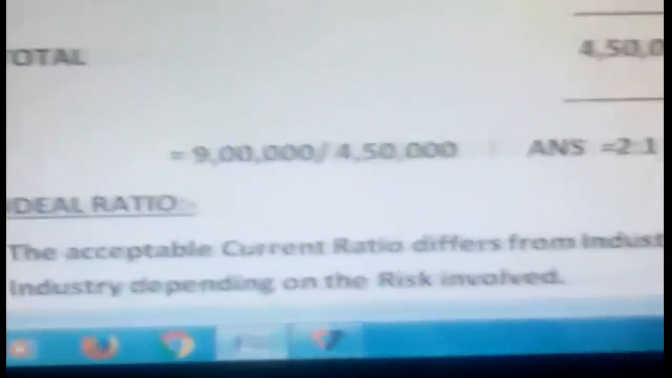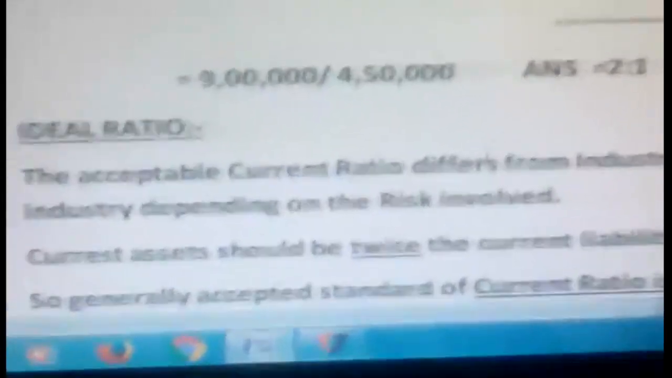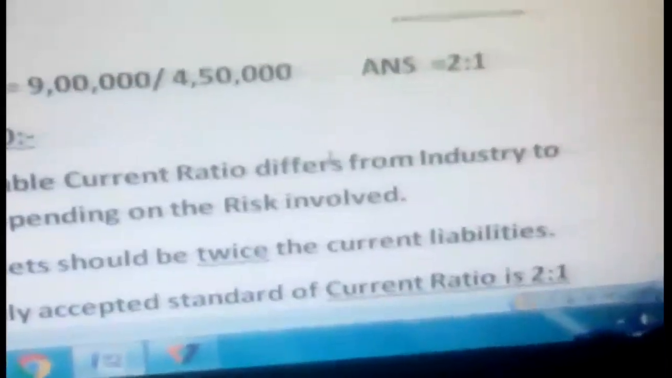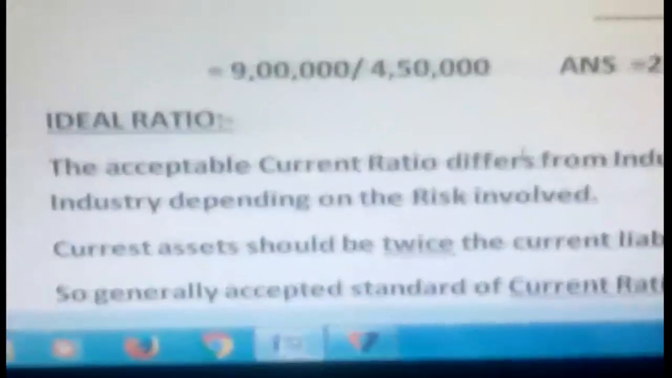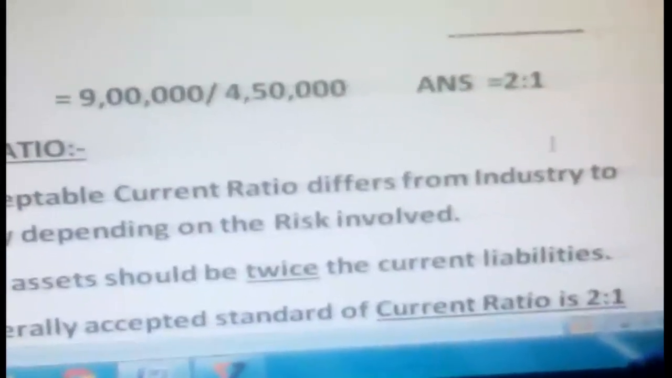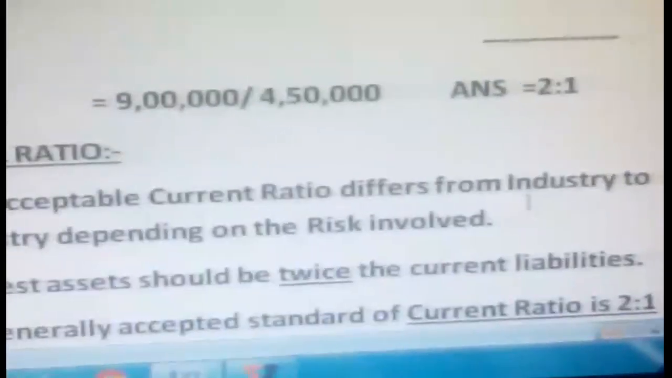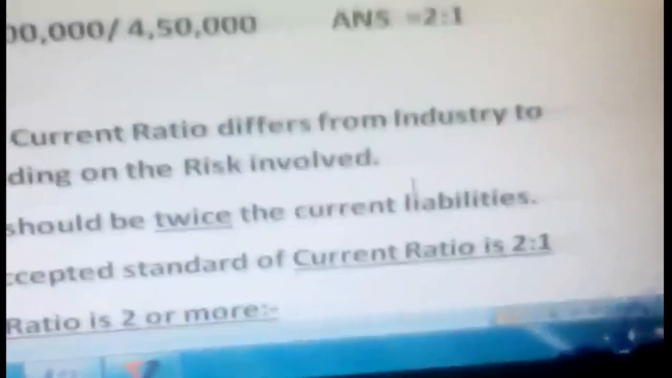So we can do an expression. How to express it here? Here it is a proportion. Current ratio is always a proportion. What is the ideal ratio? As a business you should know the acceptable current ratio differs from industry to industry depending on the risk involved. Current assets should be twice the current liabilities, that is, current assets 2 and current liabilities 1. So generally the accepted standard of current ratio is 2:1.